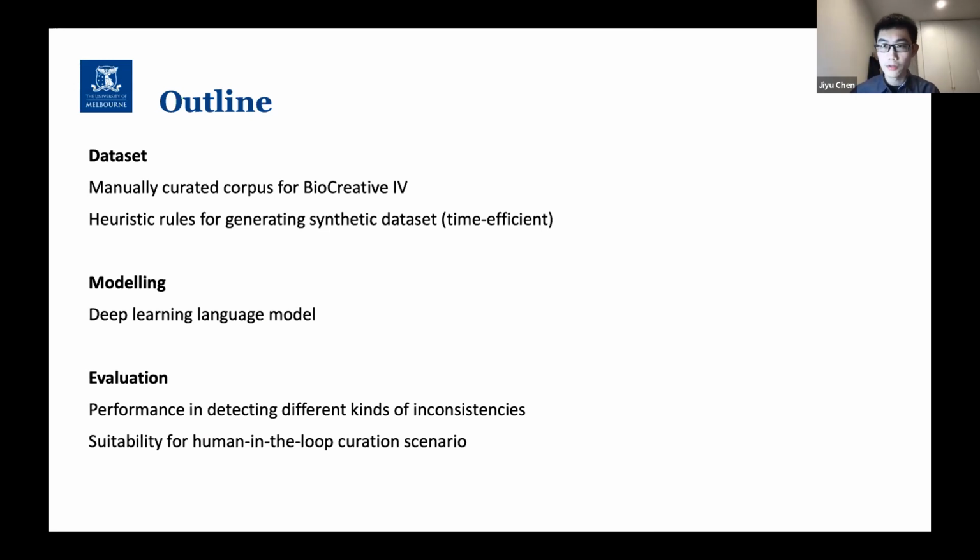We use a deep learning language model to take a GO annotation as input and output whether it is a consistent annotation or belongs to a certain type of inconsistency. We also use standard quantitative metrics to evaluate our model's performance and proposed 2 strategies to study the suitability of our methods to be applied in a human-in-the-loop curation scenario.